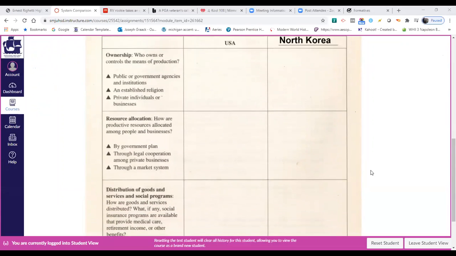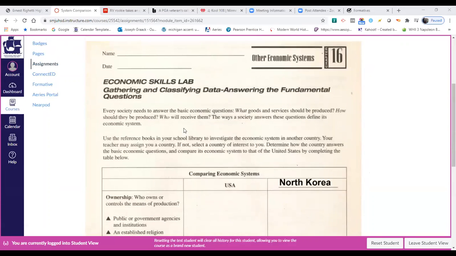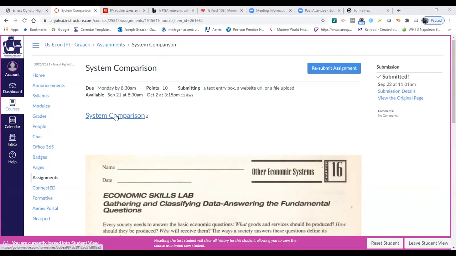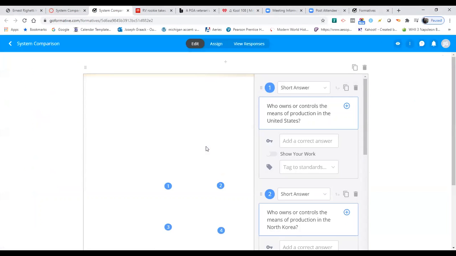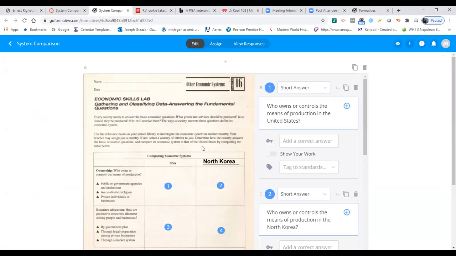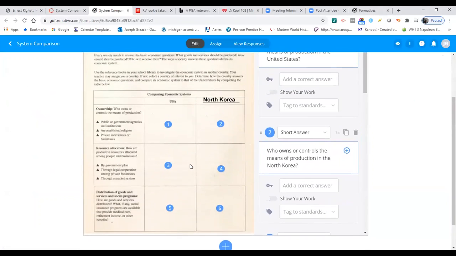Group number 1, you'll have the United States. So on your formative, you'll answer questions 1, 3, and 5. Group 2, you'll have North Korea. So you'll answer questions 2, 4, and 6. So remember, if you click on the system comparison and you're already locked into Go Formative, it's going to take you right to that. And you'll have spots there that you can put in.